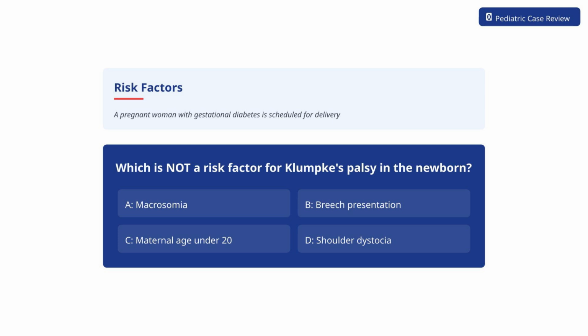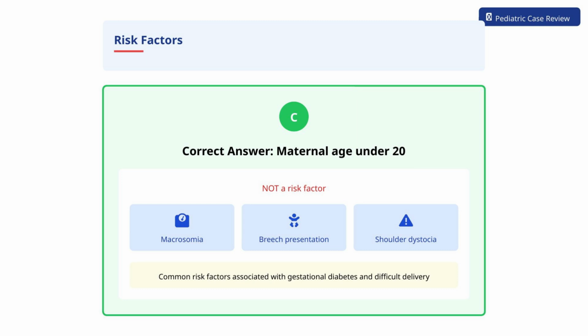A pregnant woman with gestational diabetes is scheduled for delivery. Which is not a risk factor for Klumpke's palsy in the newborn? A. Macrosomia. B. Breech presentation. C. Maternal age under 20. D. Shoulder dystocia. The correct answer is C.